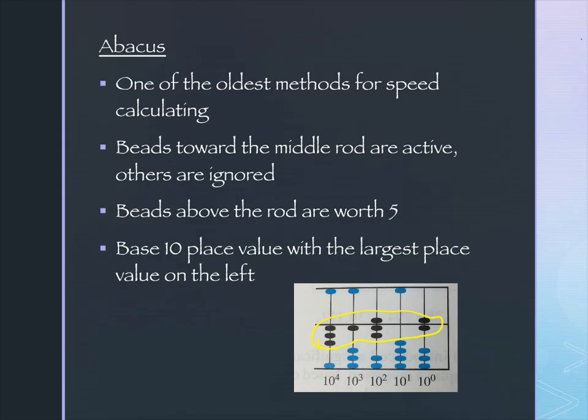The beads at the bottom are worth 1, so what number is represented on the first rung? It's a 3. So this row is a 3. The second row, again, the blue bead at the top is not active. The 1 bead right here is. So this one is the number 1.